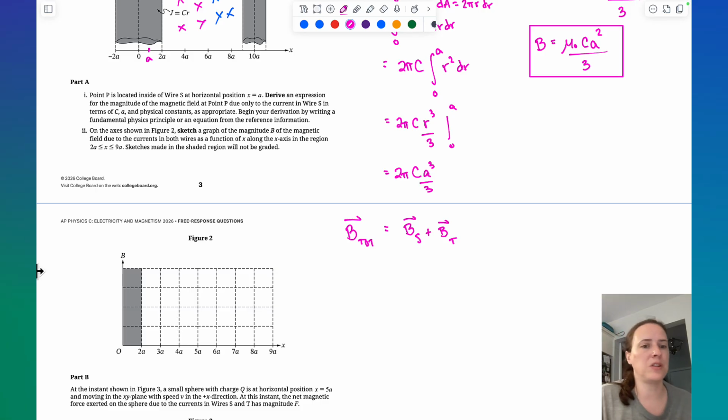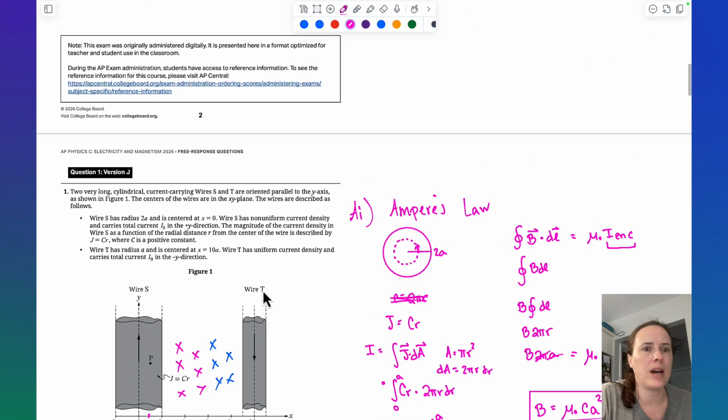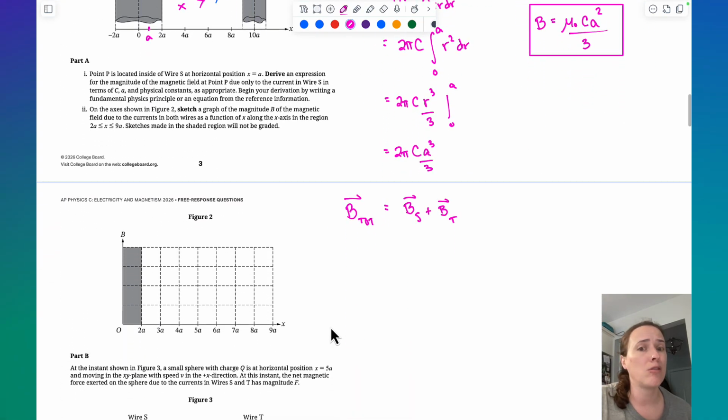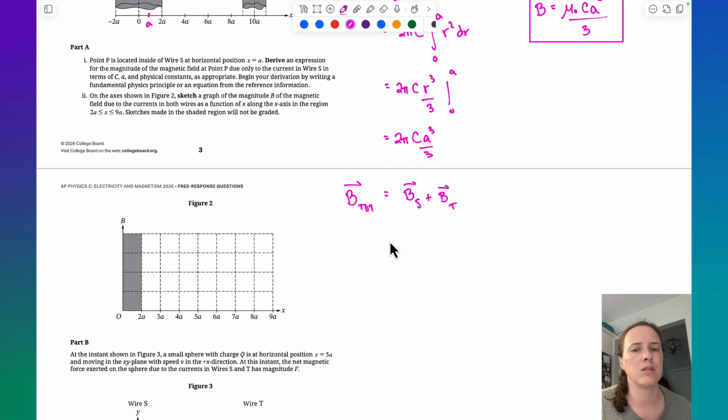Luckily for us, they want to do this outside of the wire. So for BS, they tell us that the total current is I naught. So outside of the wire, it behaves just like a regular old wire. You could rederive it, but we aren't required to, so I'm not going to. You can get Ampere's law the same way. So outside of the wire, the magnetic field of a straight wire goes like mu naught I over 2 pi r.